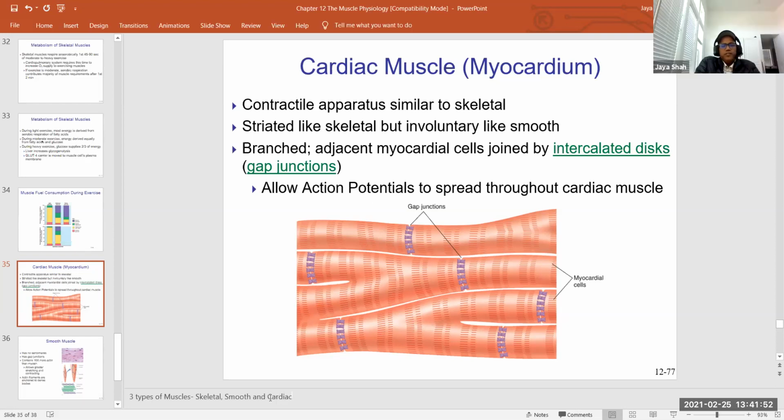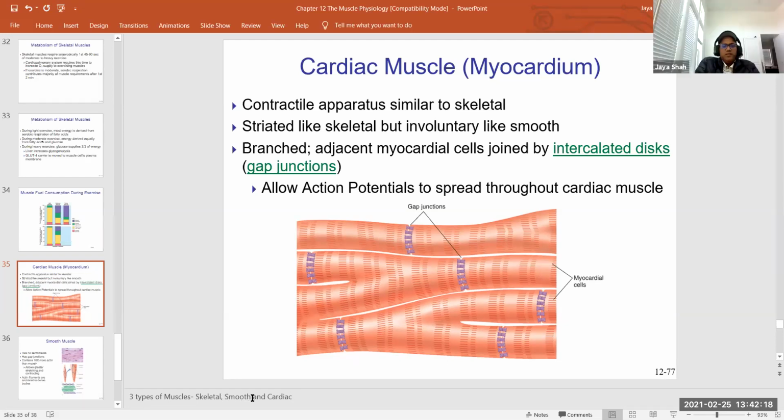So some of the differences and some of the similarities among these muscles. Skeletal muscles are attached to the bones. That's why we call them skeletal muscle. And when we say muscle and we don't specify anything, it means you are talking about skeletal muscle.